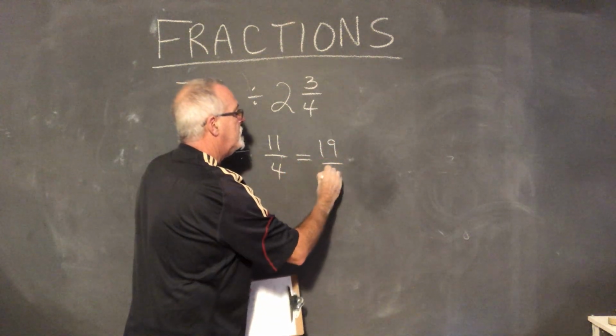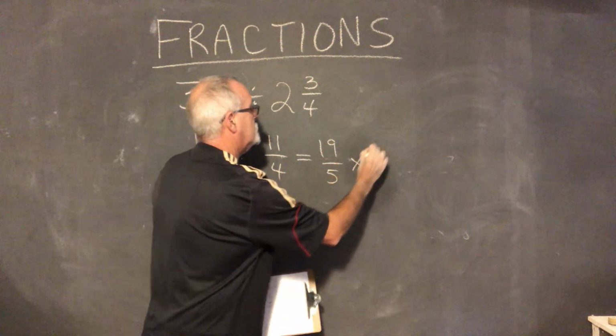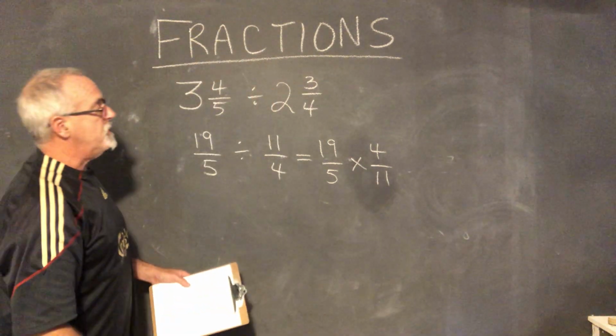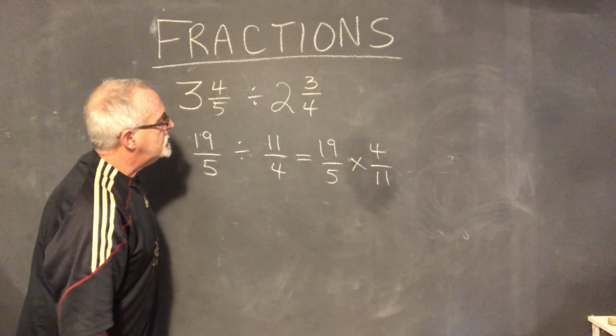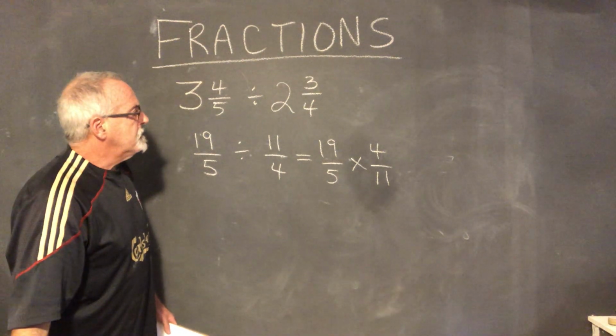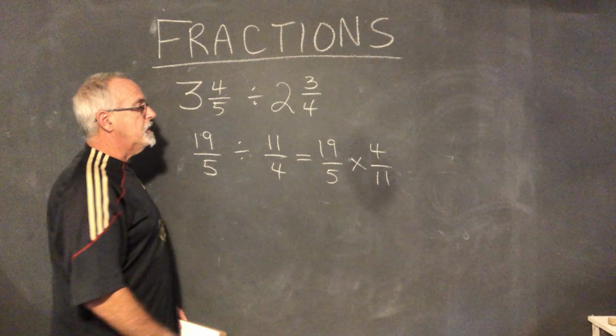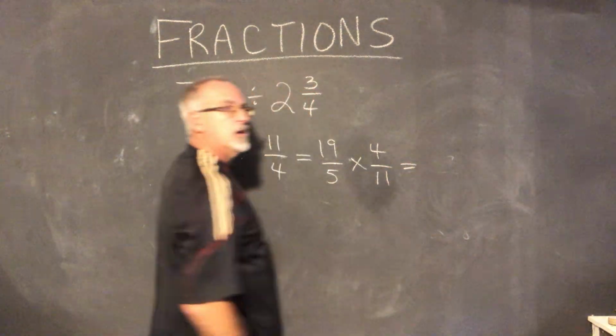Now I can turn it into a multiplication, but I have to turn the second one upside down. 19/5 times 4/11. I'm being careful not to copy it down incorrectly. Can I cancel anything? No. 19 and 11 and 5 are all prime. I can't cancel anything. And that's why it feels a little bit challenging.